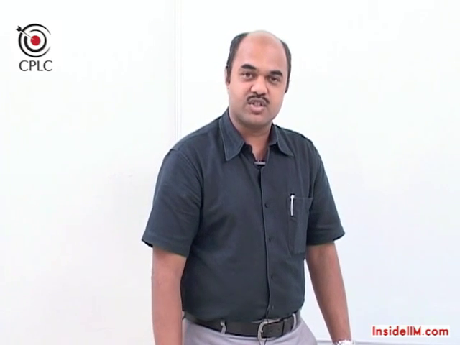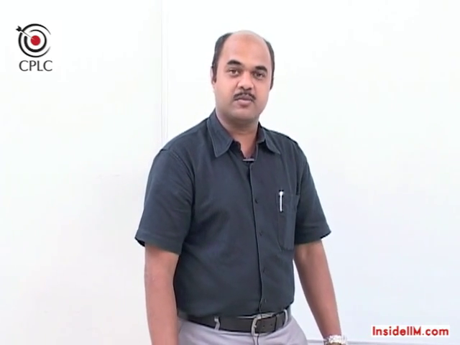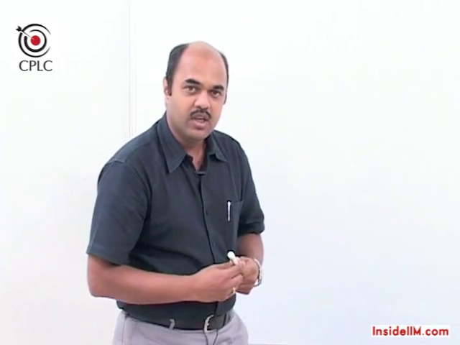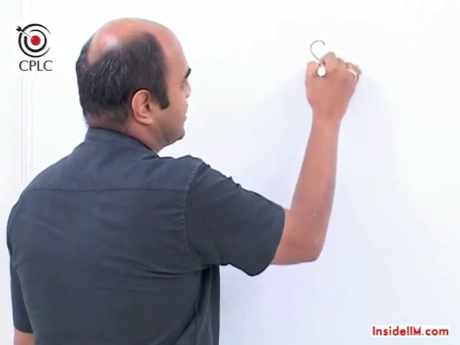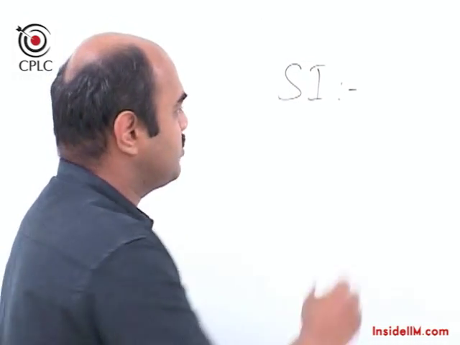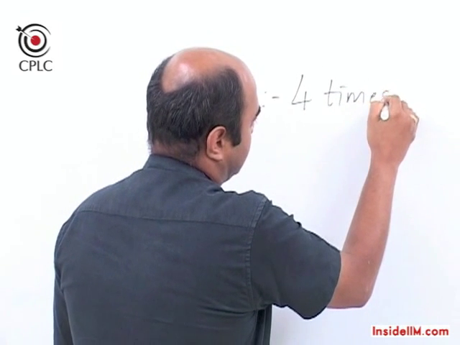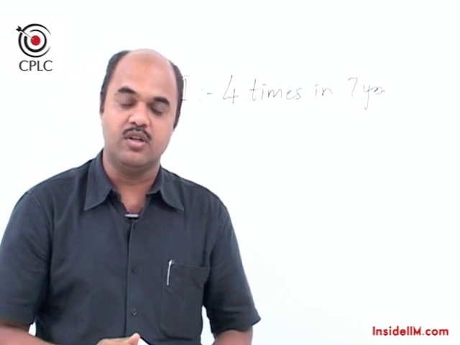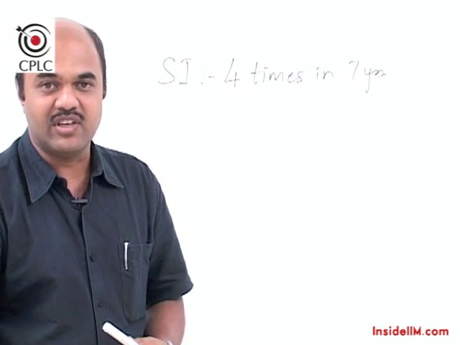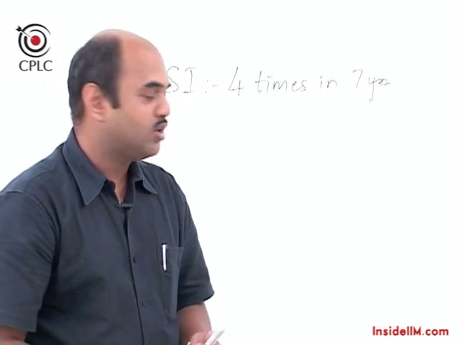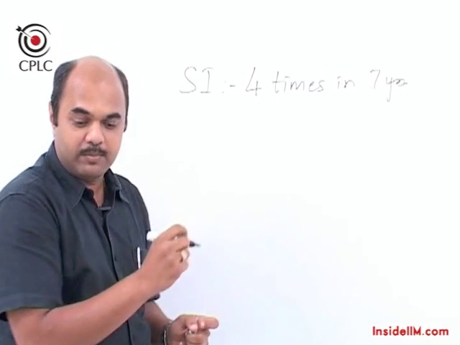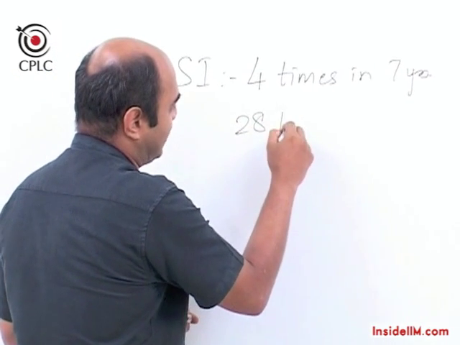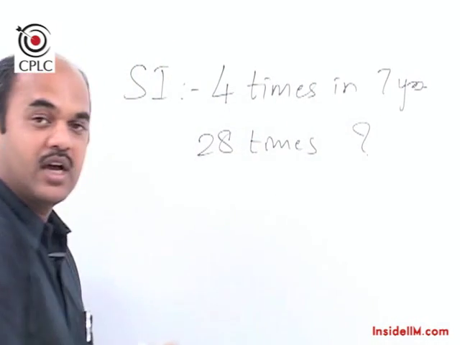Let's now look at these cases where a sum of money invested becomes an integral number of times, a certain number of times in a few years. Let's take an example where a sum of money kept at simple interest becomes 4 times in 7 years. So we've been given that there is a certain principal which becomes 4 times in 7 years, and suppose you want to find out in how many years will it become 28 times. The question is, for it to become 28 times, how many years are required?